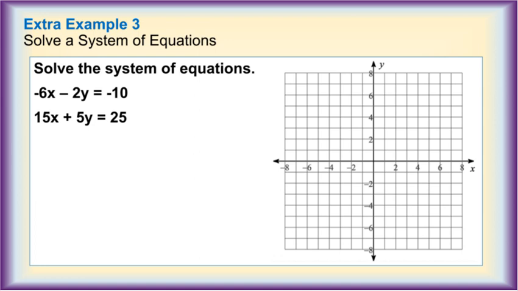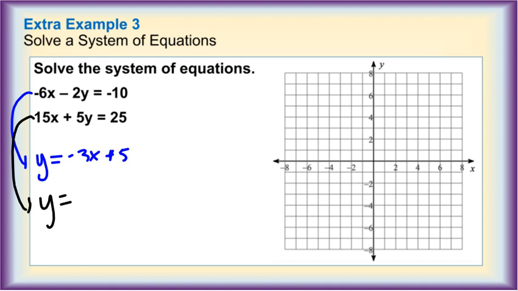Next one, here I would add 6x and then divide by -2. So 6 divided by -2 will give us a -3x. -10 divided by -2 is a +5. And then this one, I had y equals, subtract 15, then divide by 5. That would give us -3x. 25 divided by 5 is a +5. So I have the two exact same equations. So this would be many solutions.